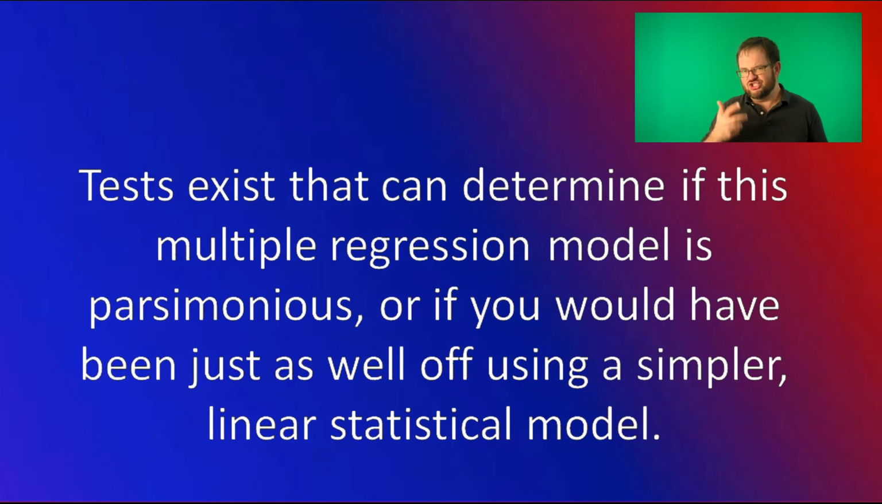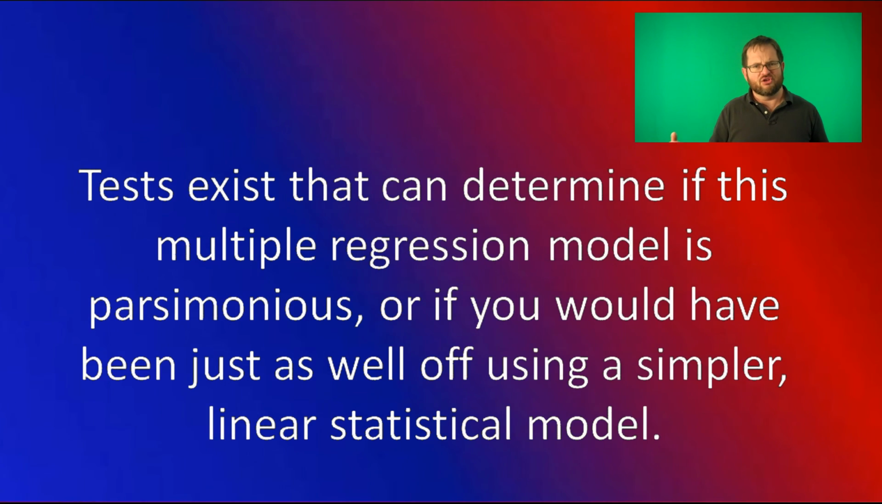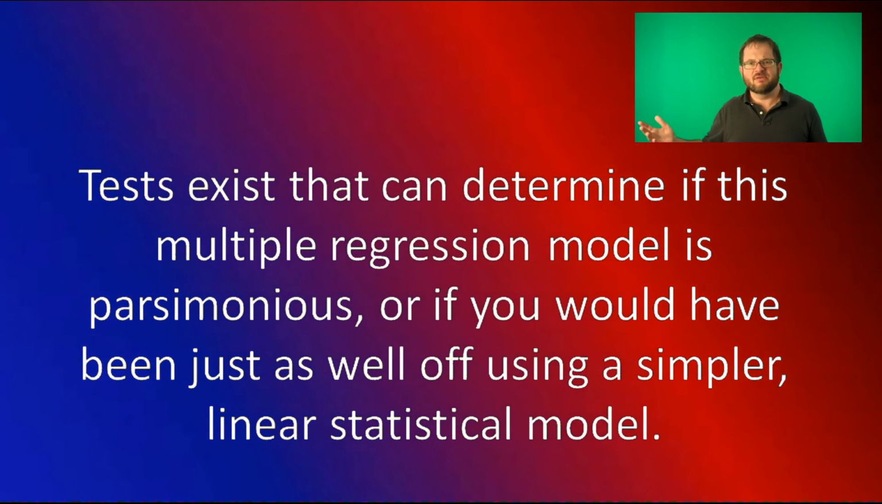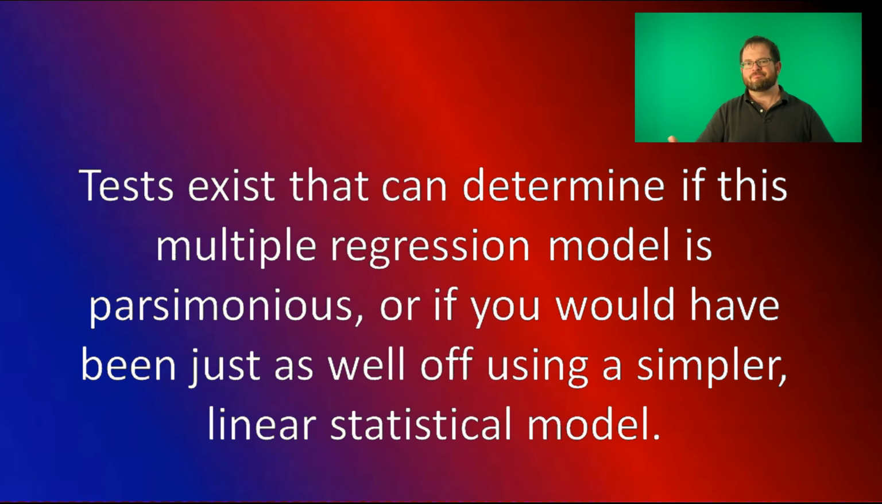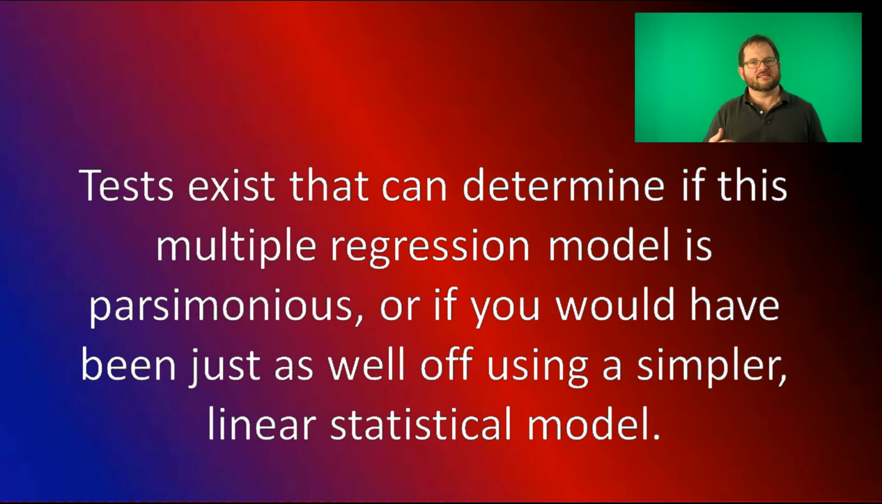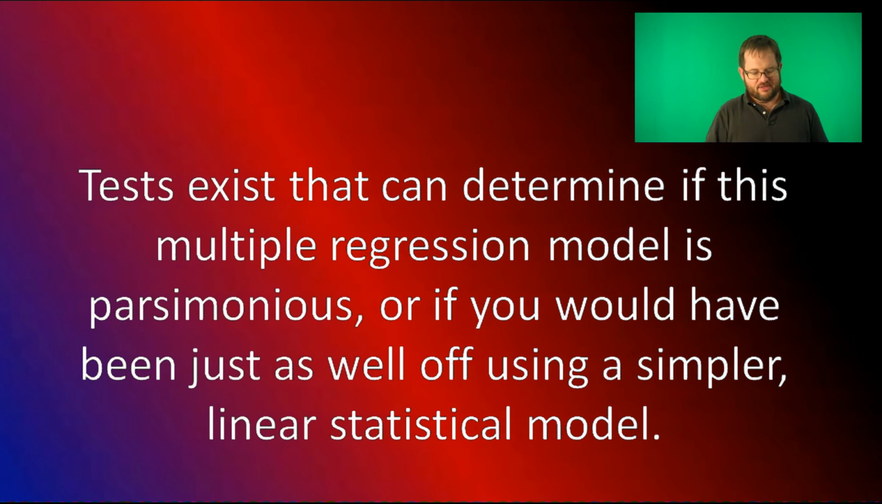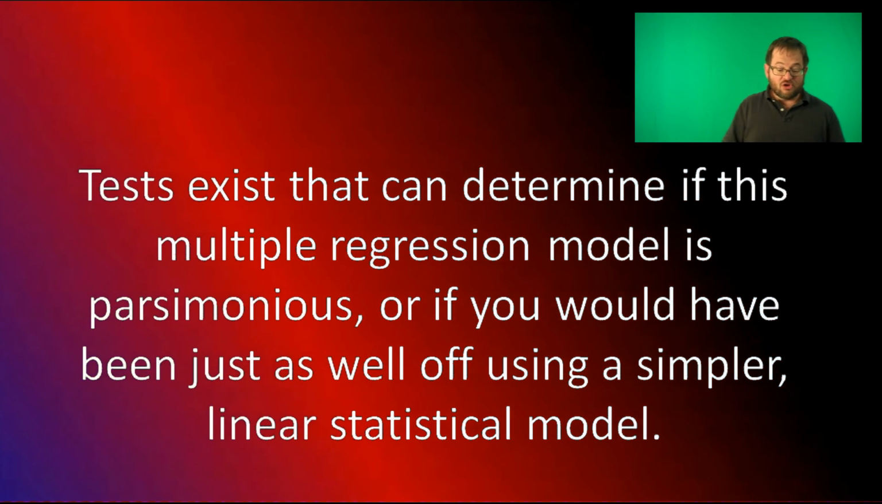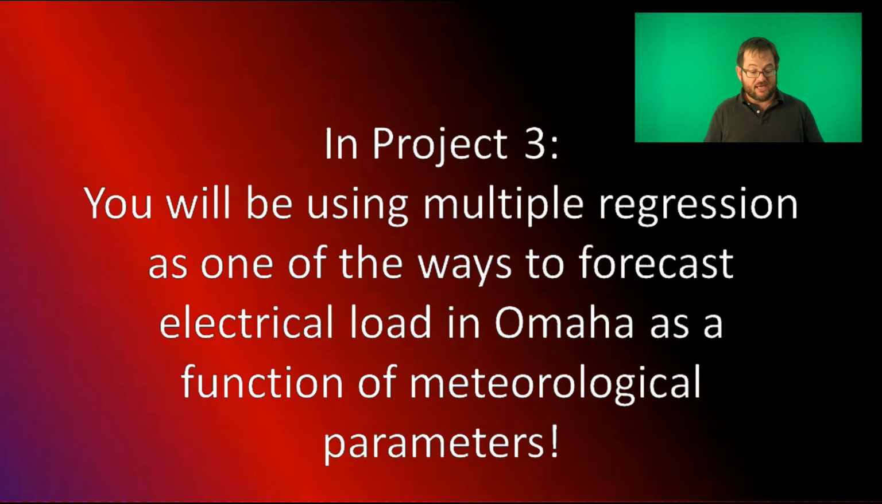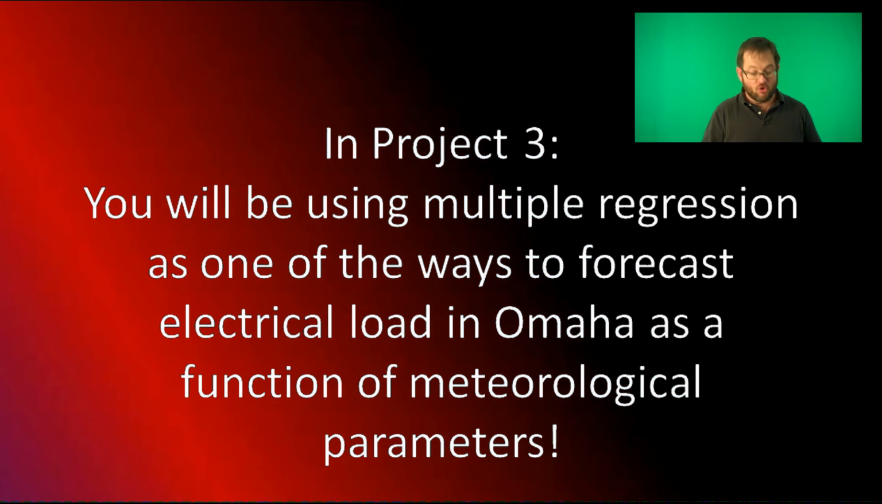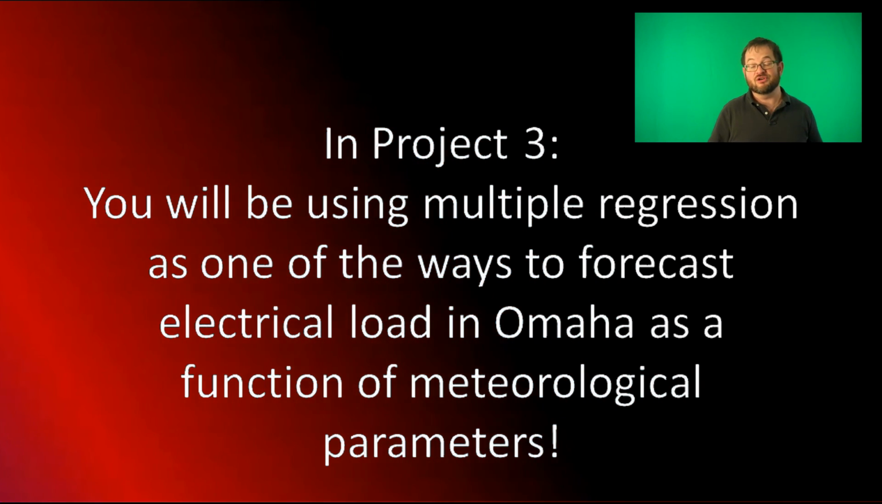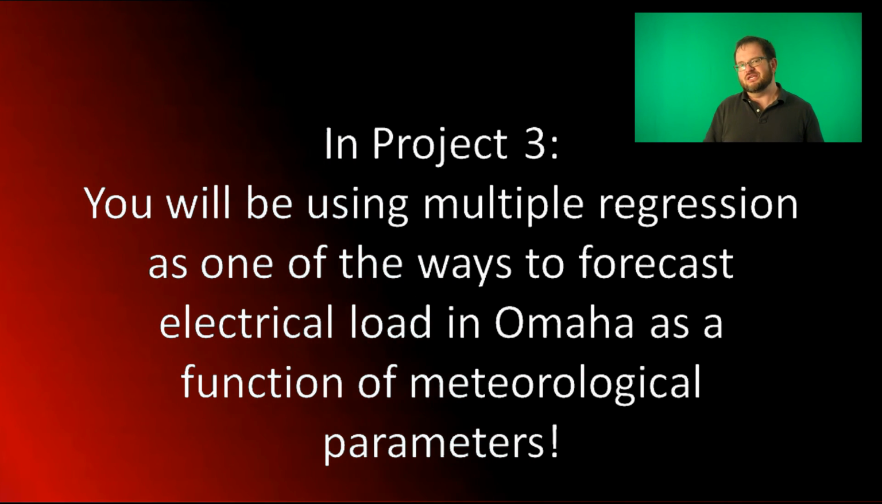Okay, we're not going to actually do that for, say, Project 3. We're going to just go ahead and compute all these regression models. We're not going to worry about the statistical significance of their slope or the parsimony tests. That's stuff a stats major loves. It's not necessarily what we're doing right now in this energy course. Now in Project 3, you're going to use multiple regression as a way to forecast electrical load in Omaha as a function of various meteorological parameters. I think you're going to find Project 3 really interesting.